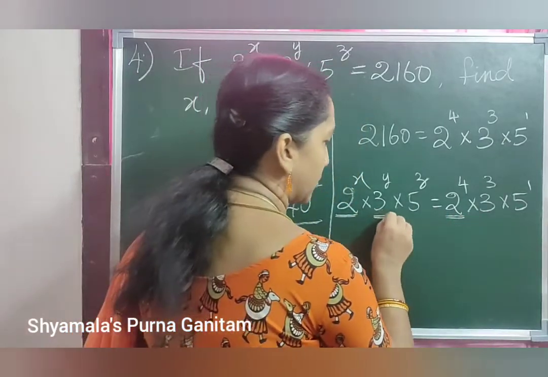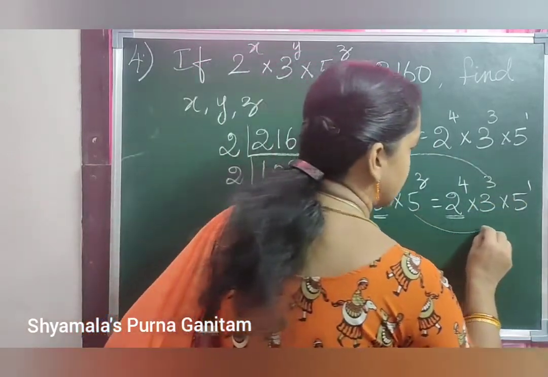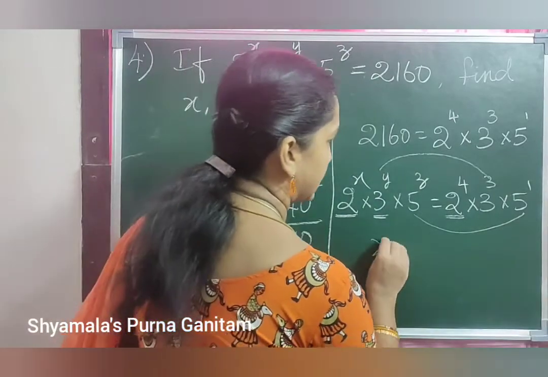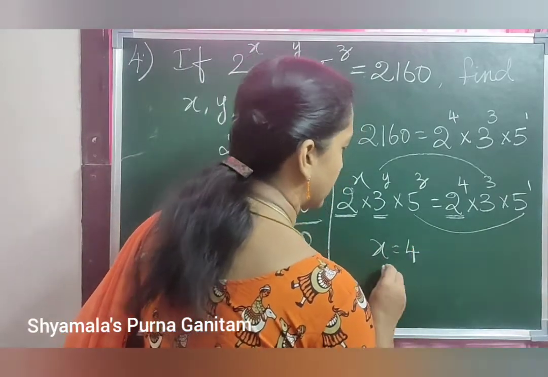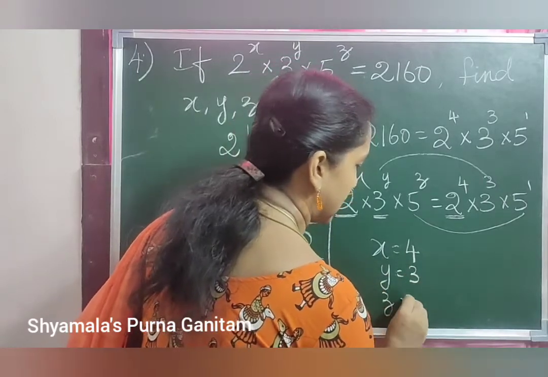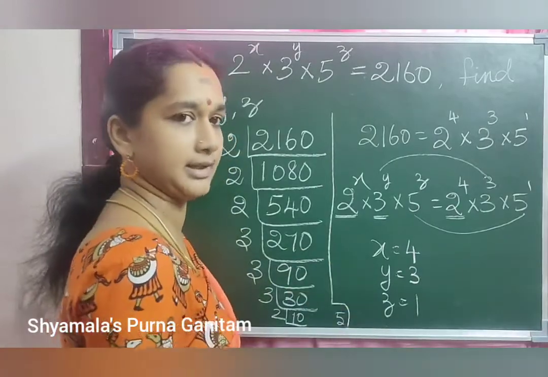Here 3 power y is equal to 3 power 3. And 5 power z, you can equate it to 5 power 1. So, x is equal to 4, y is equal to 3 and z is equal to 1. These are the values for x, y and z.